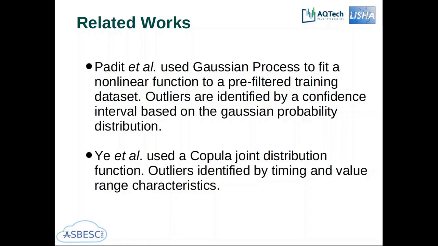Some previous works tried to diminish false alarms on power curve models and are presented now. Pettit et al. used a Gaussian process to fit a nonlinear function on clean training data. Afterwards, outliers were identified by a confidence interval based on a Gaussian probability distribution. Ye et al. removed outliers by identifying them by timing and value range characteristics, defined through a copula joint distribution function.